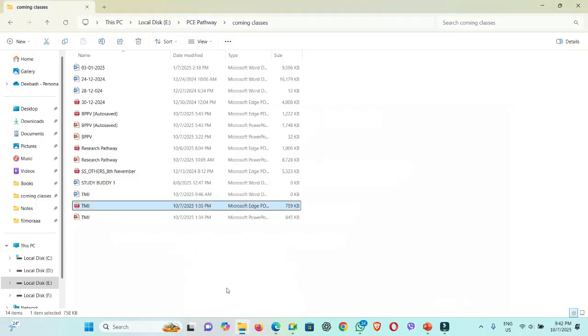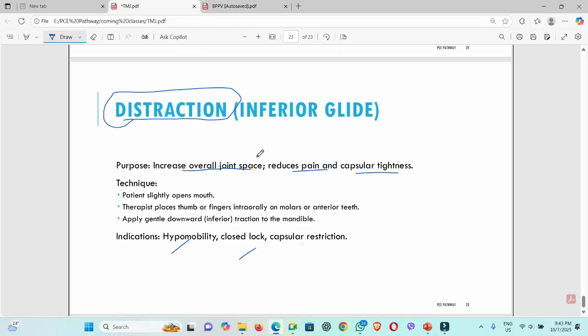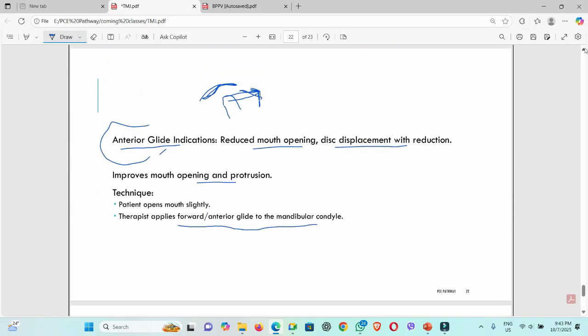Okay, in TMJ, guys, I must read a lot from Saunders, maybe many concepts. Yes, Razvi. Sir, 2 to 3 slides back, you asked for closing the mouth. Which glide do you give? Is it posterior, right? That's posterior. To close the mouth, it is posterior. To open the mouth, it is anterior.